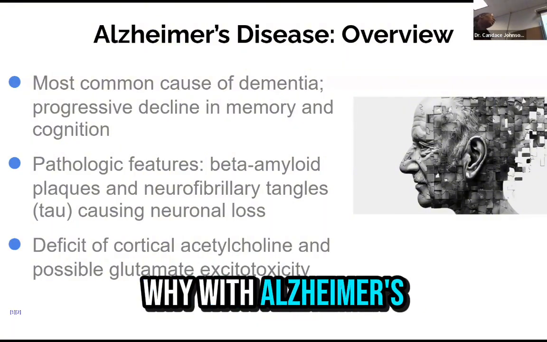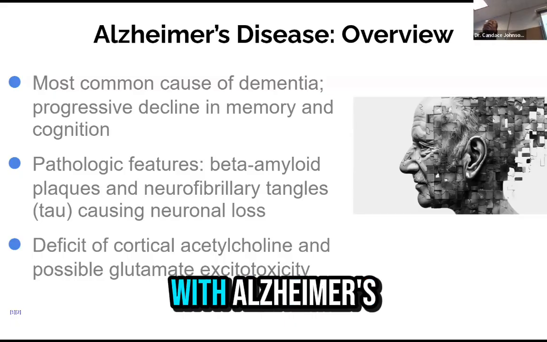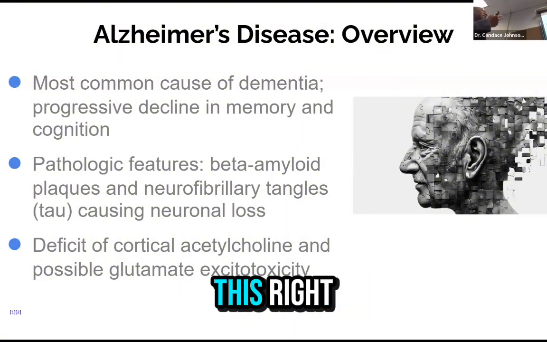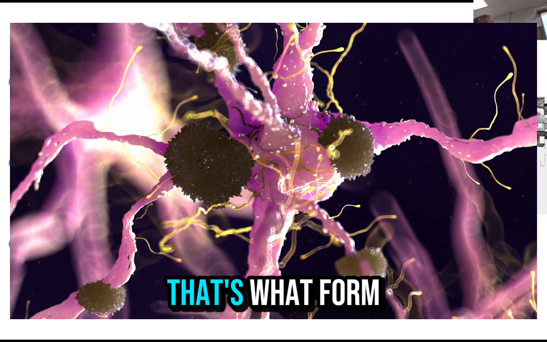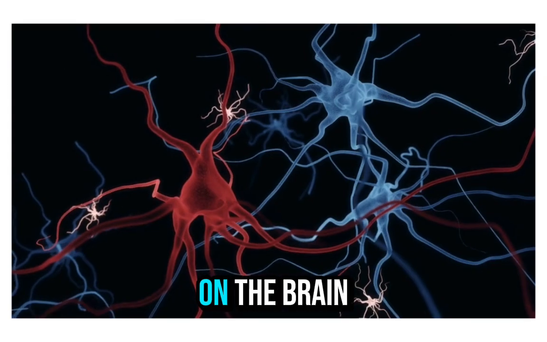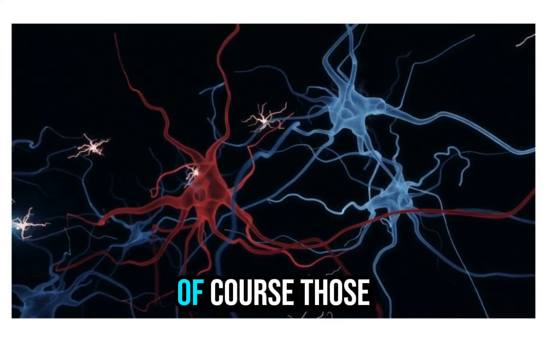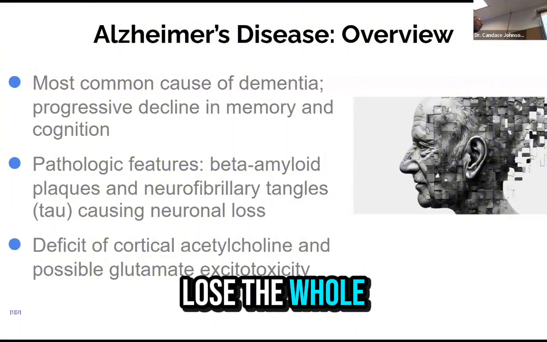That's why with Alzheimer's, we talk a lot about care of the caregiver. Yeah, because there are two people usually going through this, right? The patient and the live-in caregiver. That said, beta amyloid plaques, that's what forms on the brain, right? And they create these neurofibrillary tangles. Of course, those would be things that we'd have to view on like a PET scan. And that causes neurons to be lost, okay? We just lose the whole neuron, all right?